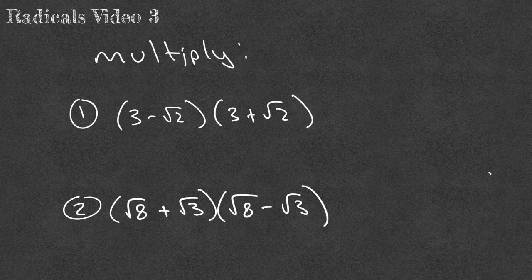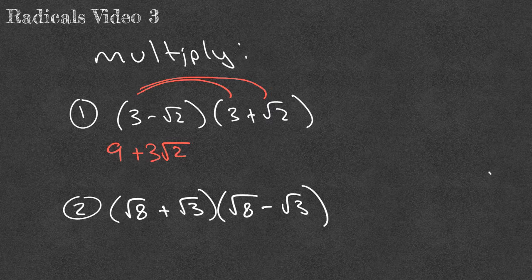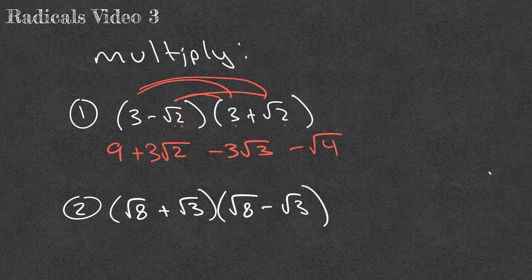So, in number 1, I got to distribute the 3. And I get 3 times 3 is 9, plus 3 root 2, because 3 times root 2 is an outside times an inside, so I just squeeze them together. Then I have to distribute the negative root 2 to the 3, so I get minus 3 root 2, outside number, inside number. You always write the outside number first. And then I do the negative root 2 to the root 2, which would be negative root 4, inside times inside.